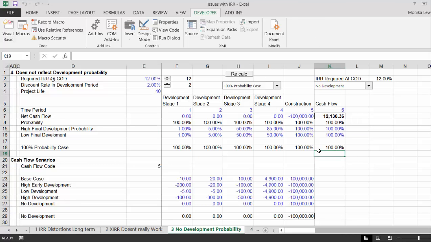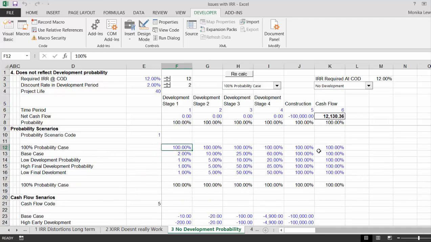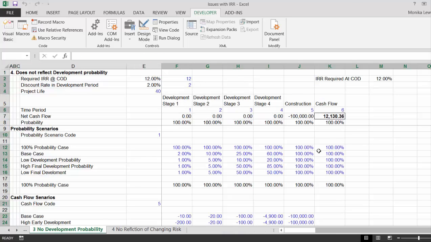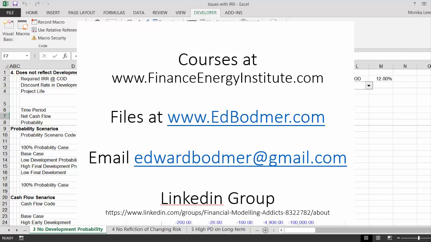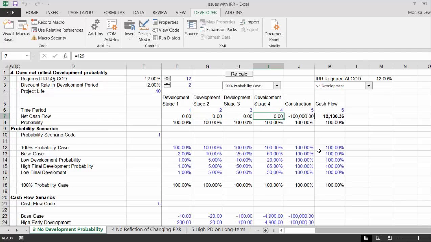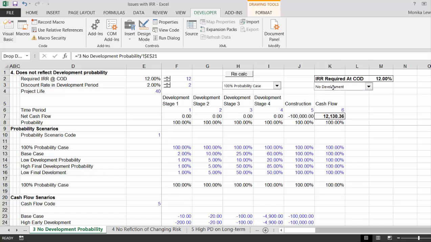Okay, in the intermediate time, I did a little bit of work. I put in different probability scenarios. So instead of just having, in this case, an extreme case with 100% probability of paying this, but no development costs. And you can see then, and I put this key output here, Control B, Shift Control 7, that's the required IRR at COD with no development.